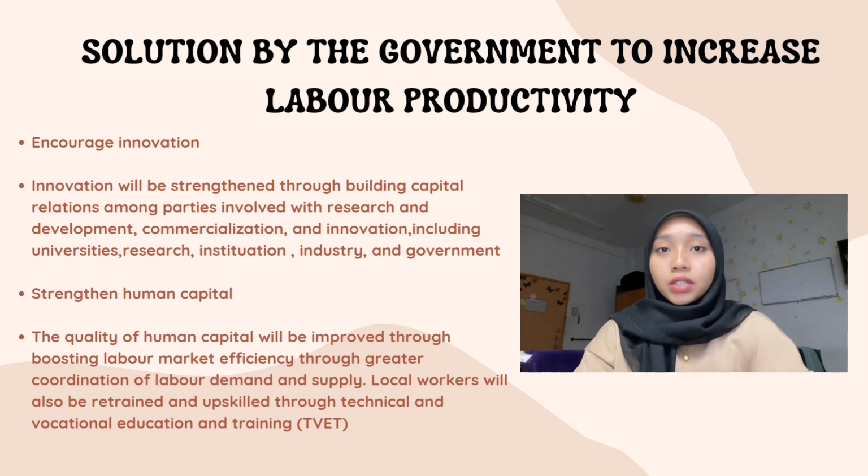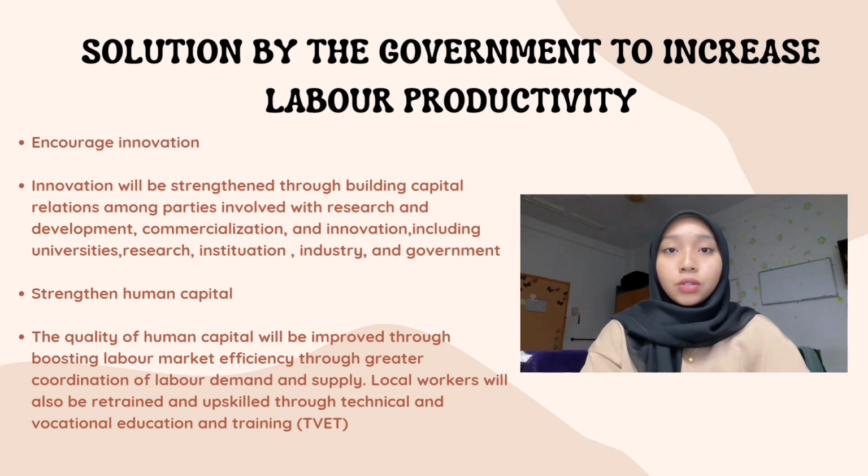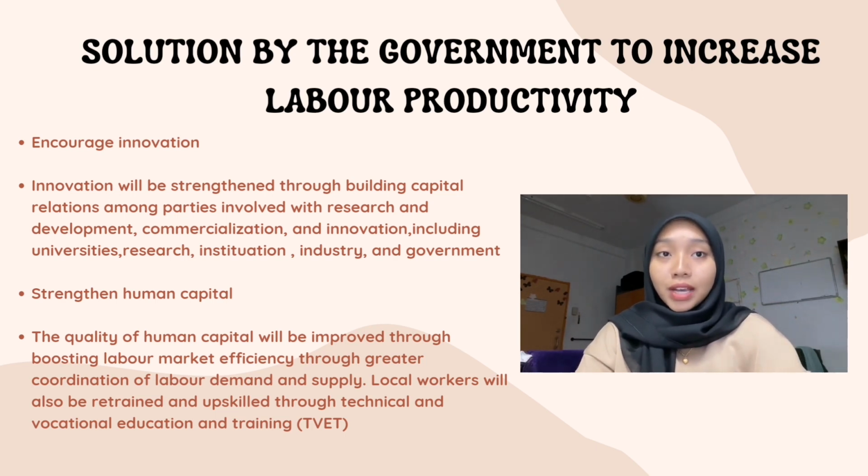Number three is encourage innovation. Innovation will be strengthened through building capital relations among parties involved with research and development, commercialization and innovation, including universities, research institutions, industry and government. The existing platforms such as Cyril, Fraunhofer, and the Public-Private Research Network (PPRN) will be expanded to deepen the interaction between research institutions and industry and to increase the return on investment in R&D.